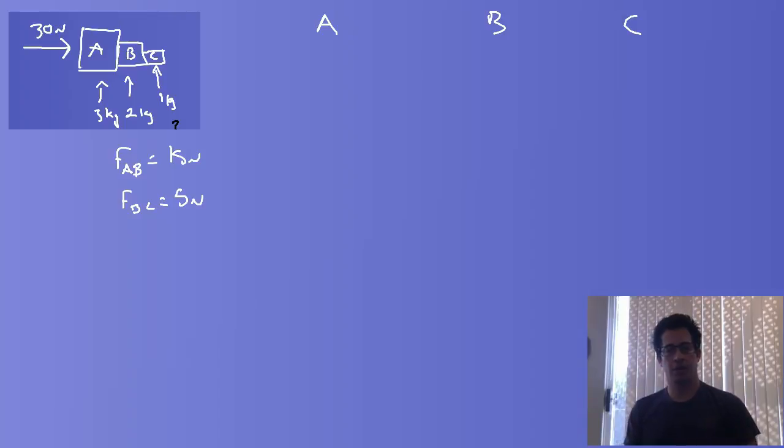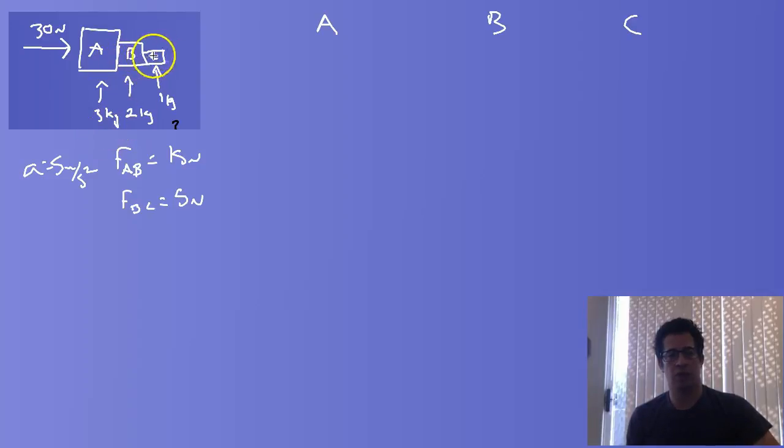Alright, we're going to go back to this problem right here. In this problem from before, we found the acceleration of this system to be 5 meters per second squared, because we had a total mass of 6 kilograms and a net force of 30 newtons. Okay, and then we found the forces acting in between the objects.